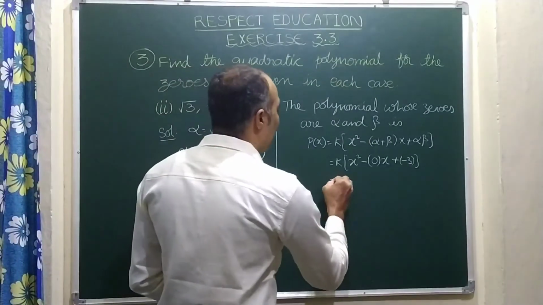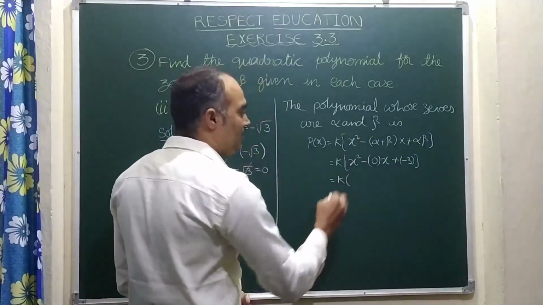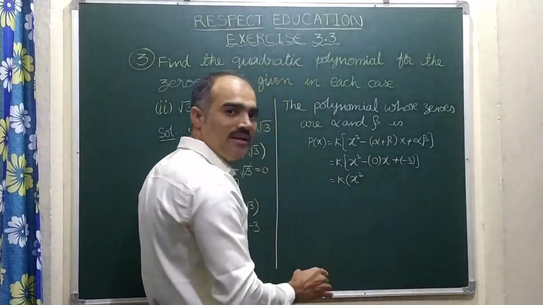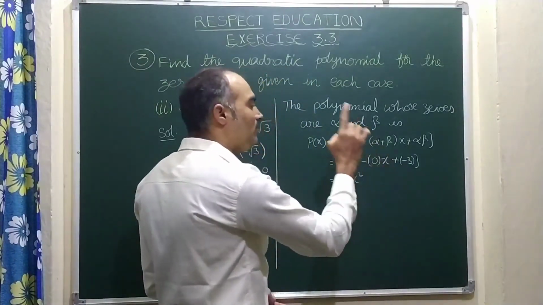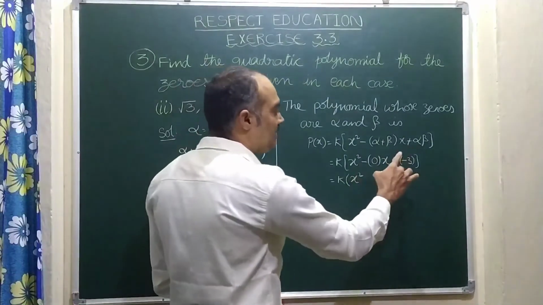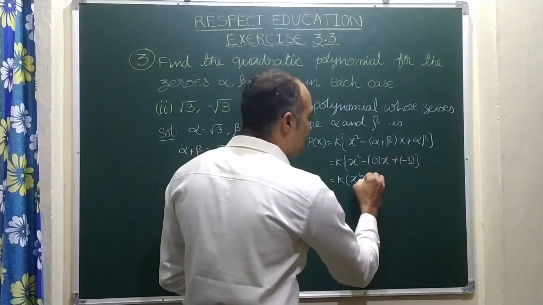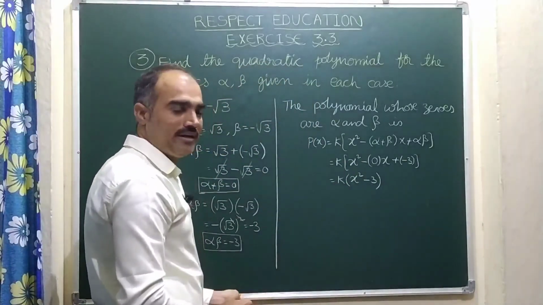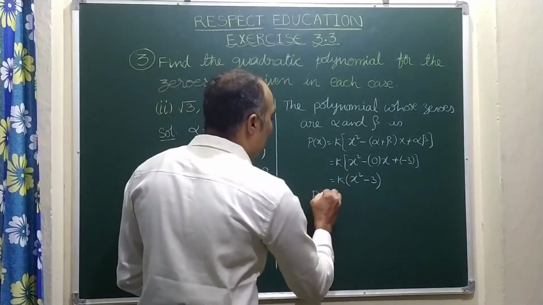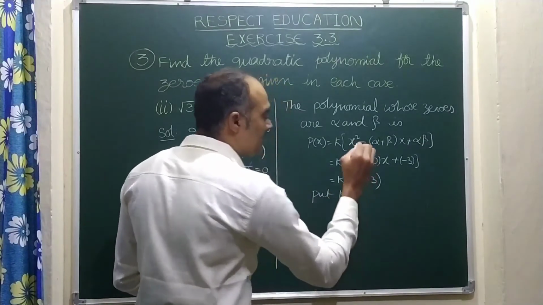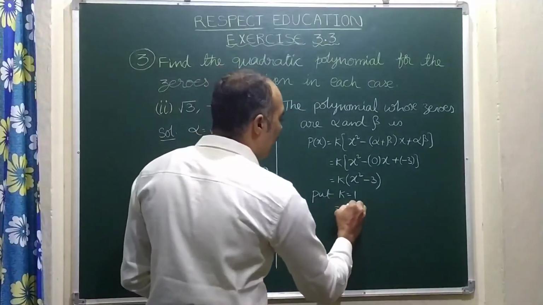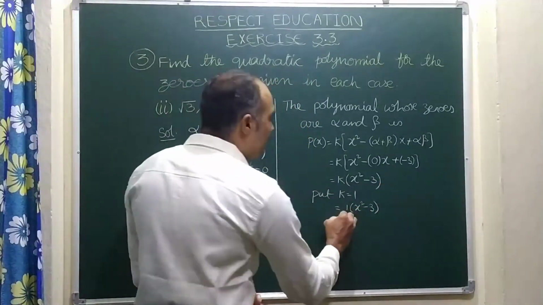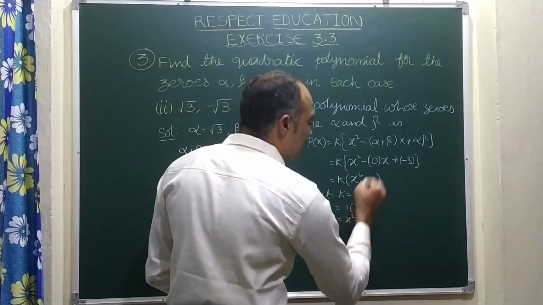Right. Now here we can simplify this as k into x square minus 0 into x is 0. If it is minus 0 or plus 0, it need not be written. So let us leave it. Plus into minus is minus 3. Right. Now here it has no denominator. So we can take k value as 1. So put k is equal to 1. Therefore the polynomial becomes 1 into x square minus 3, nothing but x square minus 3.